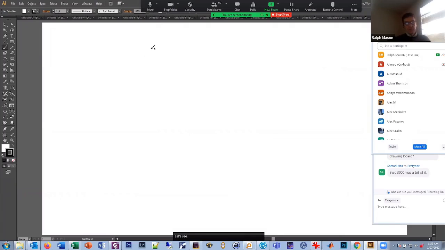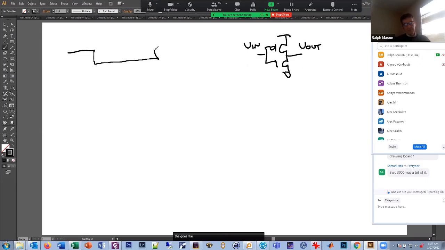Let's say we have an inverter, and we put an input. This is V in, this is V out. V in goes, I'm gonna make it go low. V in, this is V out.